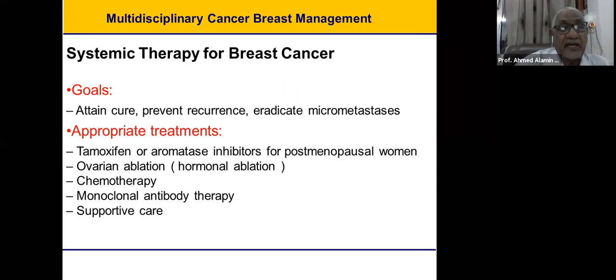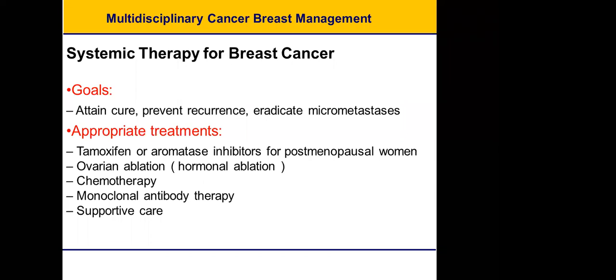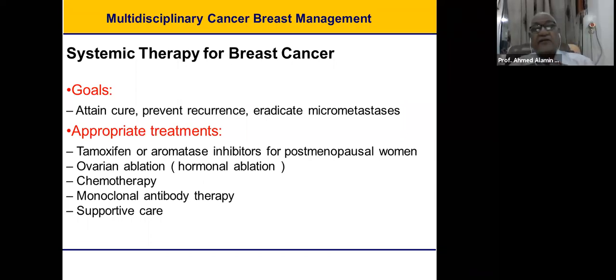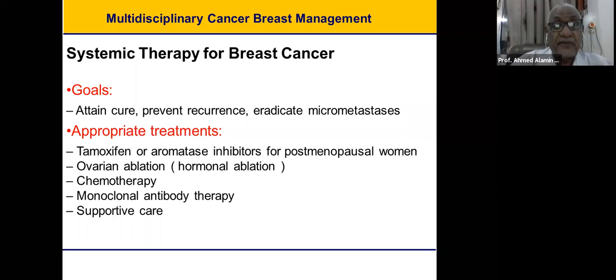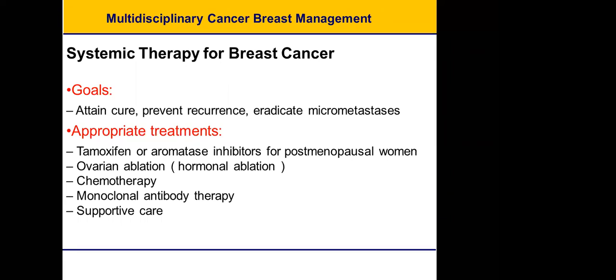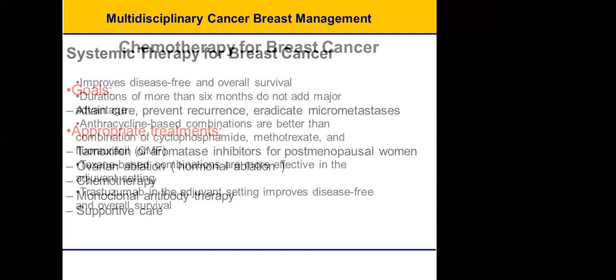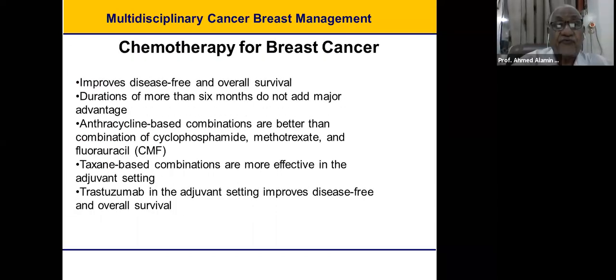The goals of the systemic treatment are to attain cure, prevent recurrence, and eradicate micrometastasis. The systemic treatments available are chemotherapy, hormonal therapy, tamoxifen and aromatase inhibitors, monoclonal antibody therapy or targeted therapy, and supportive care. Chemotherapy for breast cancer improves disease-free and overall survival. Durations of more than 6 months do not add major advantage.